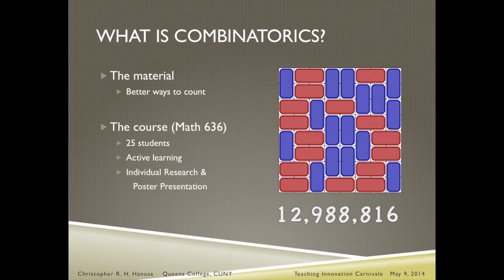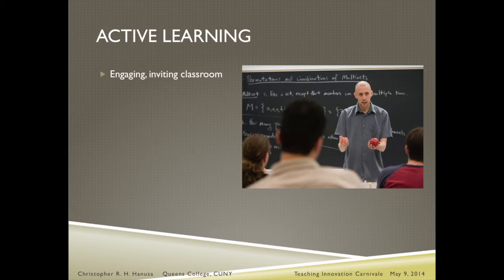So, this class, which is Math 636 at Queens College, normally has about 25 students in it, and the students are either advanced undergraduates or current teachers of mathematics coming back to get their master's degree. In the class, I strive for an environment of active learning, and the culmination of the semester is an individual research project.